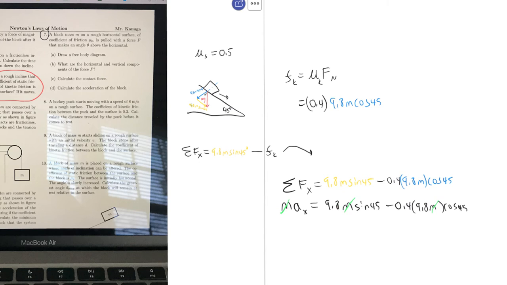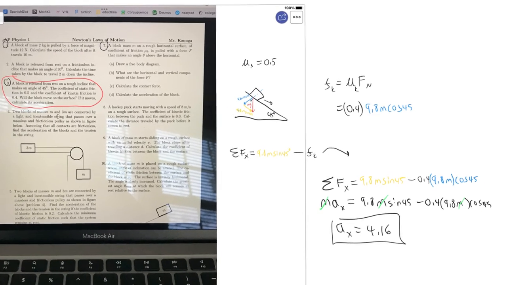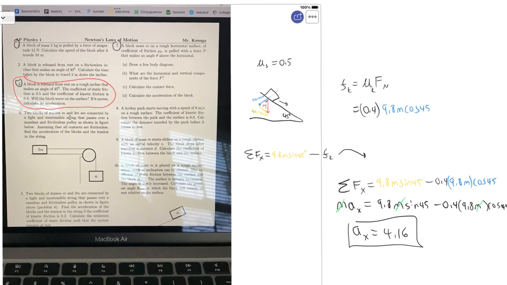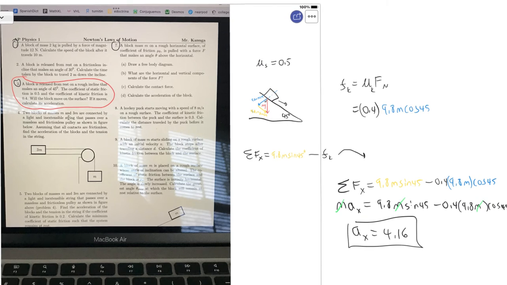Now that the m's cancel, we actually can just find the acceleration. So this is all just numbers. If you plug all this into your calculator, you're going to get a sub x equals 4.16, and that would be meters per second squared. That should do it. That's how you're going to do that one. For my student at home, once again, feel free to pause, rewind, put it in slow motion, put it in fast motion, whatever you have to do. But that is the idea there, okay?